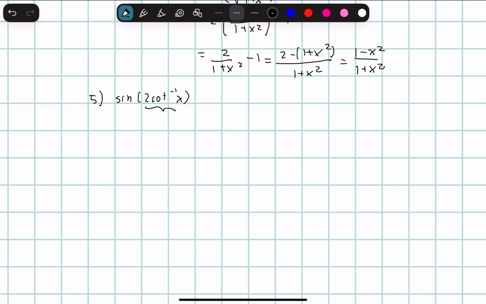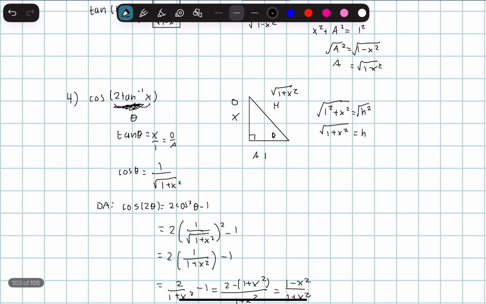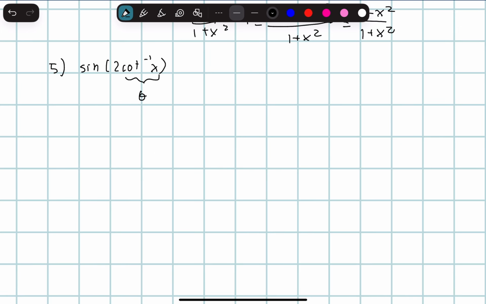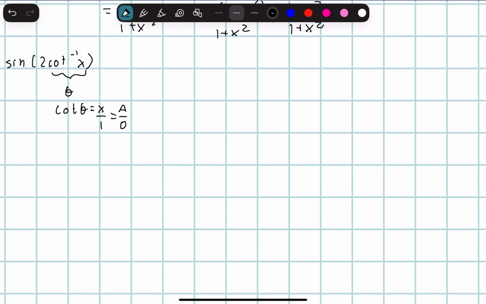Now again, for this one, that's going to be theta. Up here, this is a little more specific. Let's make it clearer for that previous one. That's going to be theta, so therefore you can rewrite this part specifically as cotangent of theta is equal to x over 1, which is just adjacent over opposite, according to the reciprocal of the tangent function.